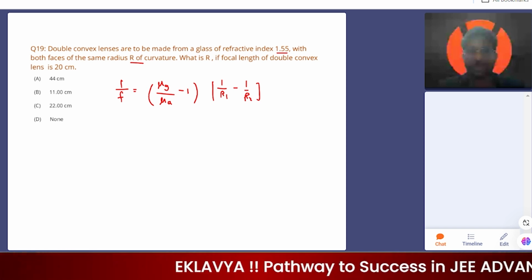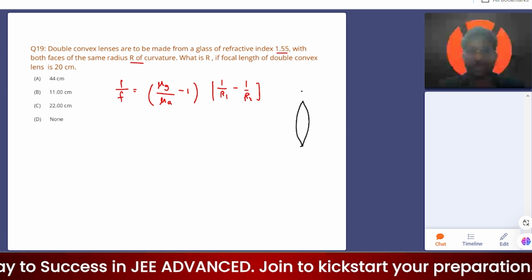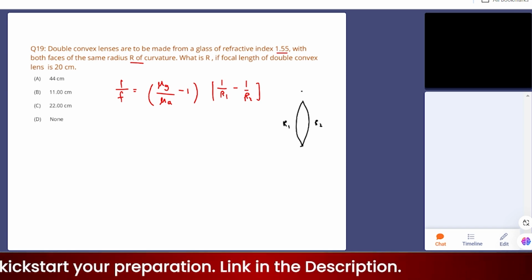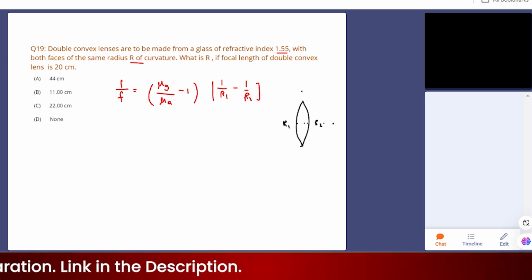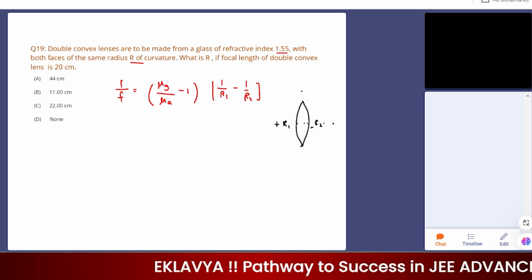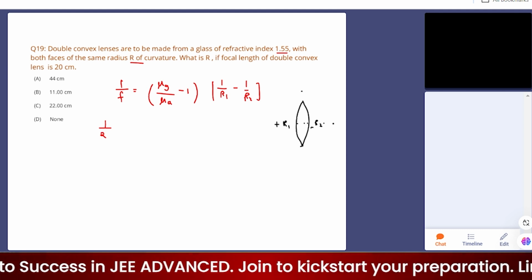So if I draw the lens, usually we will consider this to be R1 and this to be R2. And R1 is calculated in the positive x direction, so this will be positive. R2 is calculated in the negative x direction, so therefore it will be a negative R2. Anyway, both are equal to the same value R. So I can just substitute everything over here.